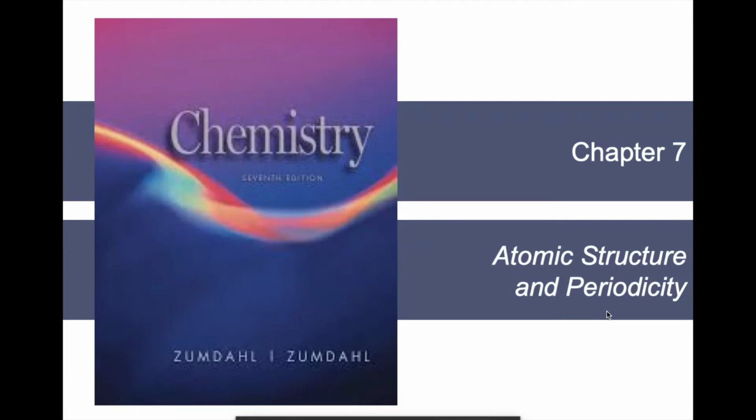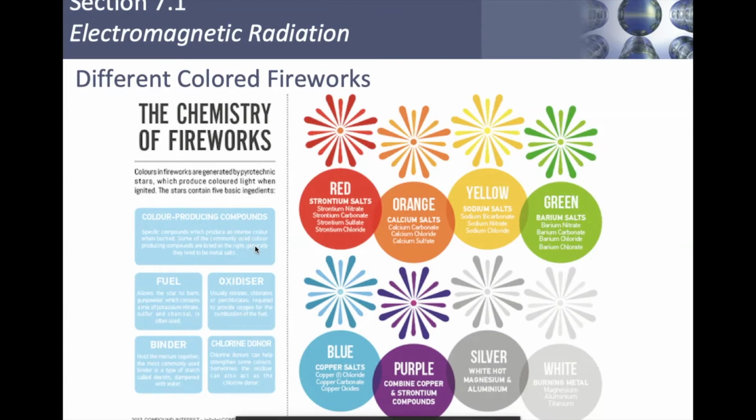Today we're going to be going over Chapter 7 in Zumdahl, the 7th edition, which is all about atomic structure and periodicity. So to start with, let's talk about Section 7.1, electromagnetic radiation.